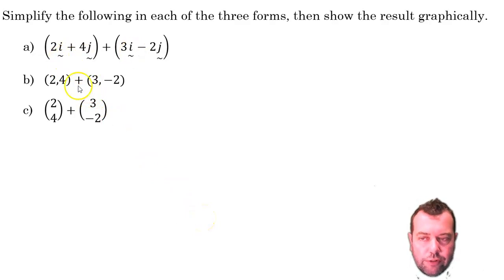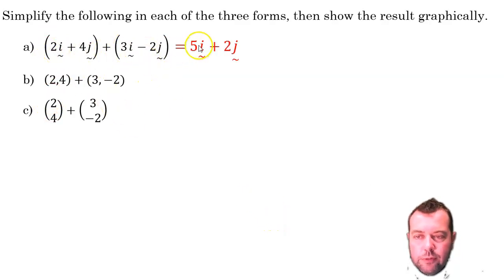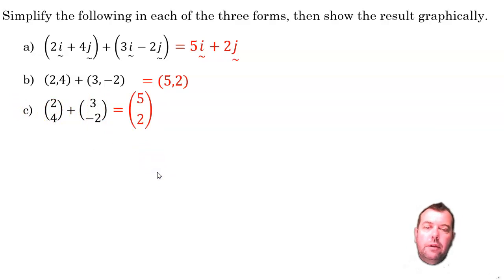So they are all the same operations here. 2i plus 4j, that's component form, plus 3i minus 2j. So it's the 2 plus the 3 equals 5i. And 4 minus negative 2 is 4 plus negative 2. 4 minus 2 is 2j. So 5i plus 2j. Alternatively, it's 2 plus 3 is 5, 4 minus 2 is 2. Right, 5, 2. There we go. Each of the three forms.